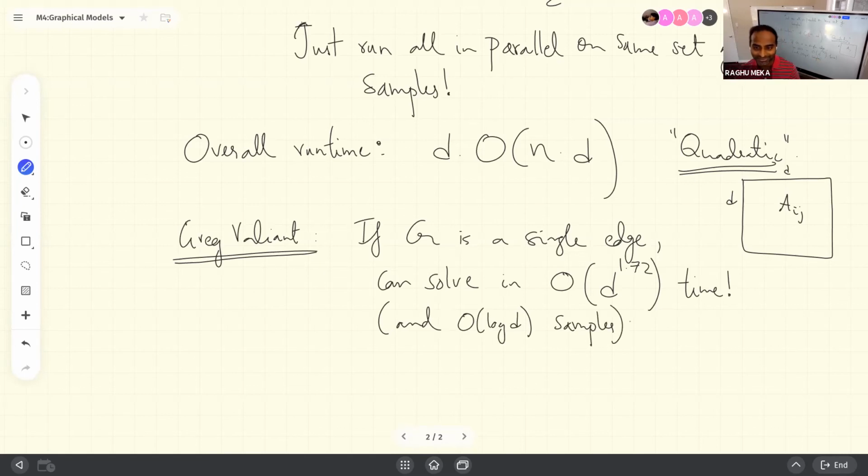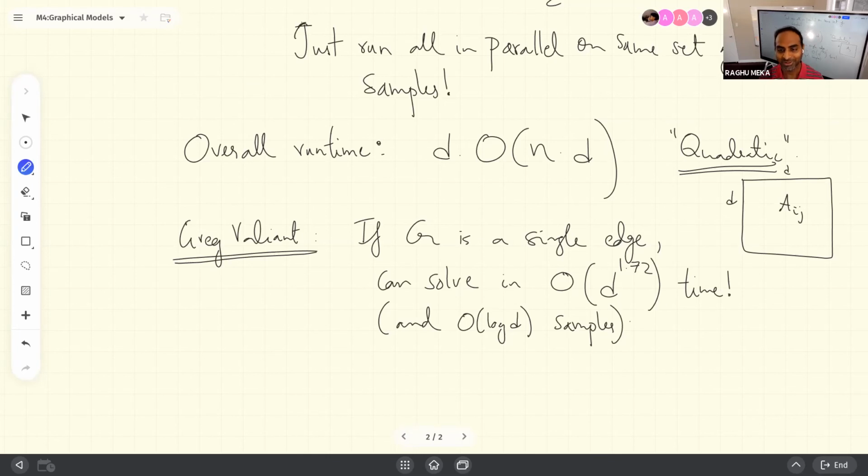It's a single edge. The most straightforward way is just to go through every pair, check if they're correlated, and then stop. But checking all pairs takes you d squared time. He found a way to gain something over quadratic runtime. He showed that you can do it in d to the 1.72 time. The number of samples is again logarithmic, but the runtime is d to the 1.72.